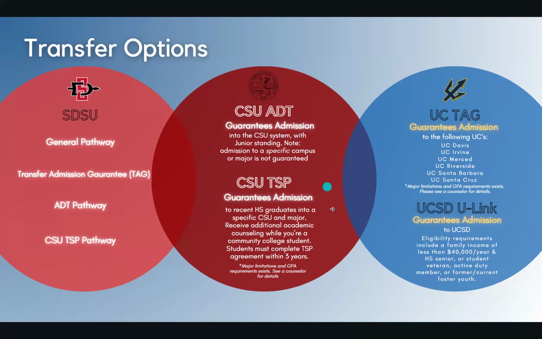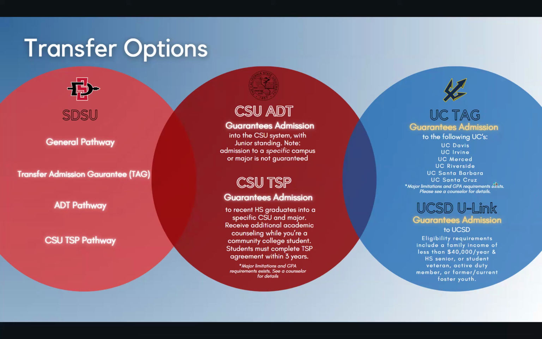Another transfer option, it's a little bit newer, is what's called the CSU TSP. It stands for Transfer Success Pathway. It's meant to guarantee recent high school graduates into a specific CSU campus and a specific major. To select this option, you not only have to be eligible, but you must enter into a TSP contract with a specific university and finish that contract by completing all your transfer requirements within 3 years. There are major limitations and GPA requirements, so make sure you see a counselor for more details. Please note that each individual university determines which of their majors are eligible for TSP, similar to how TAG works.